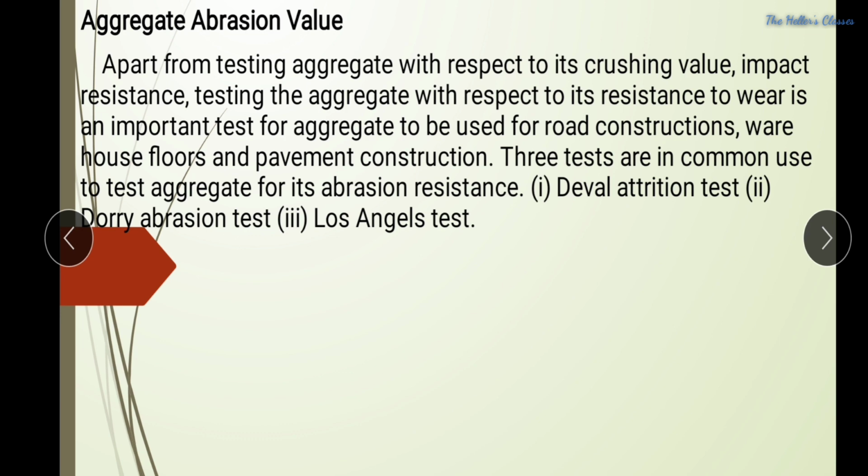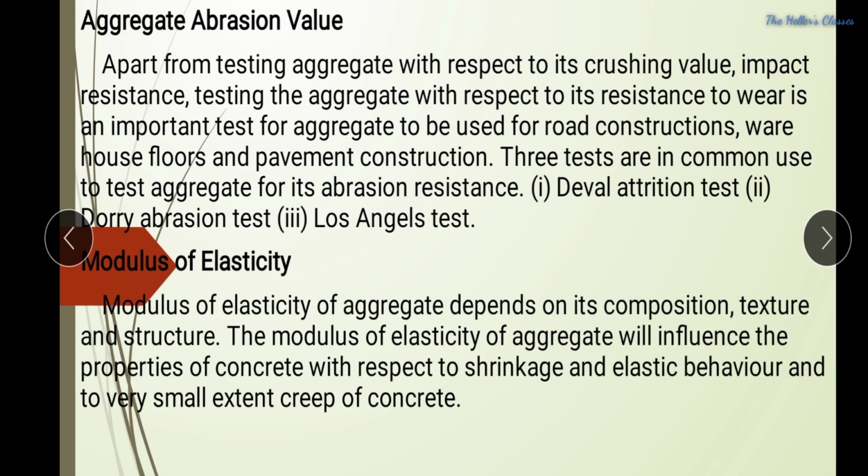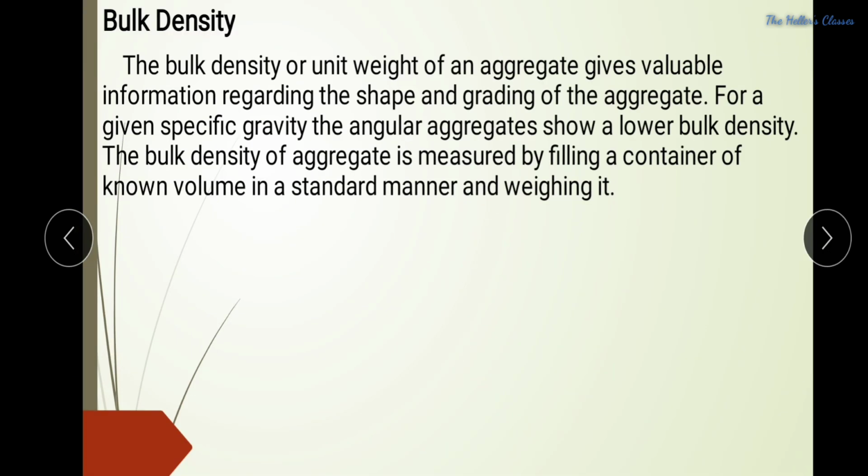We will discuss aggregate abrasion. Surface abrasion is also one of the properties of aggregate which may impact the property or strength of the aggregate, and these will be calculated or tested based upon the Deval attrition test, the Dorry abrasion test, and the Los Angeles abrasion test. Also important is modulus of elasticity, which has been discussed in earlier materials. Modulus of elasticity, like the materials, affects both shrinkage, elastic behavior, as well as to a very small extent the creep of concrete. I think that creep value we may get in concrete.